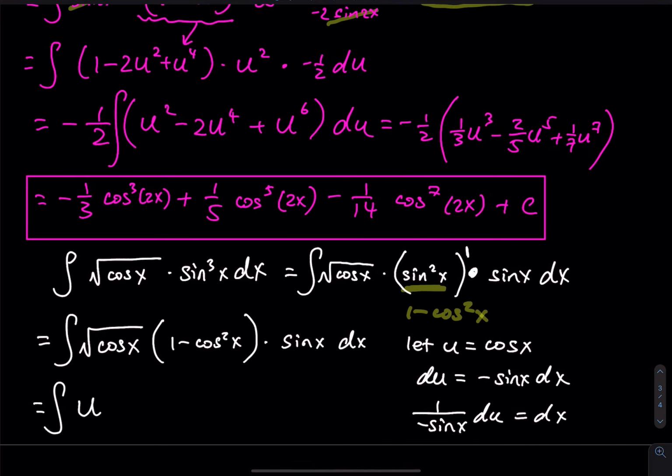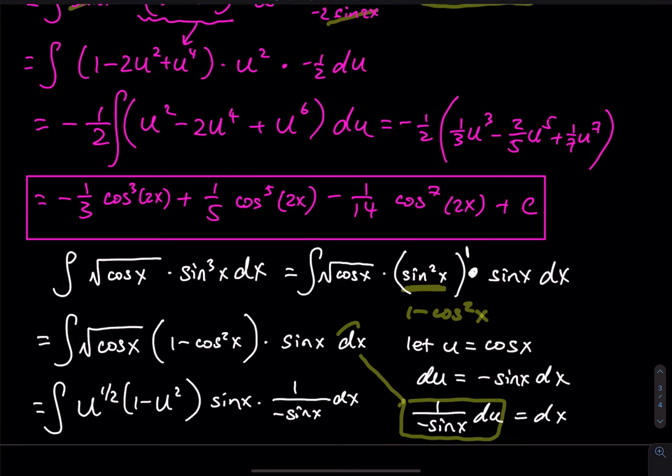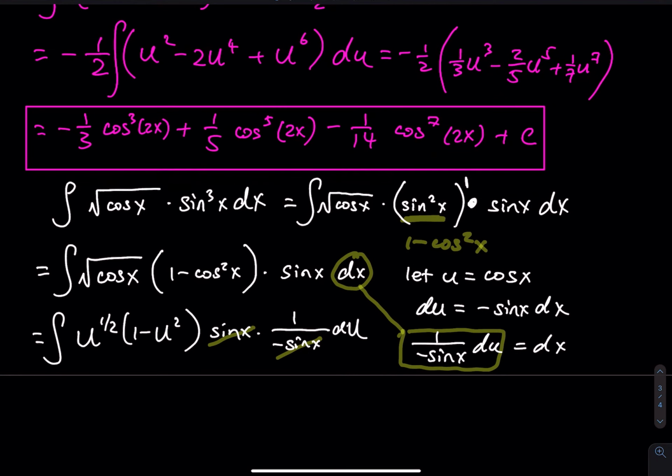So that will be u to the 1/2, 1 minus u square, and then times sine of x multiplied by 1 divided by negative sine of x dx. So I just did a change of variable. I replaced this dx over there. And then you do a cancellation, get rid of the sine of x. So you have du this time. I made a mistake. So this is not dx. This is supposed to be du. So I have a du. The u is the only independent variable. And then you distribute the u to the 1/2.